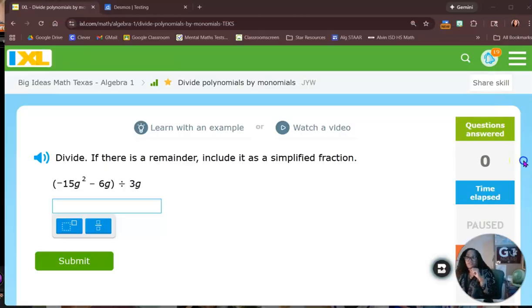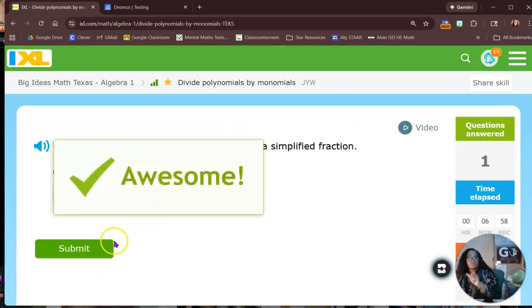Negative 5g minus 2. Let's check it. Got it.